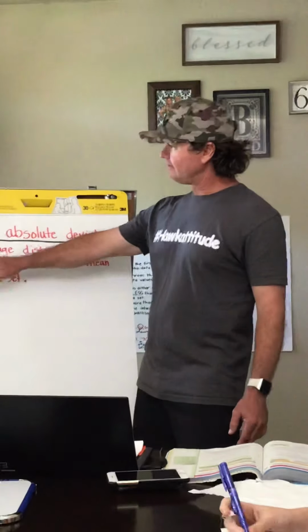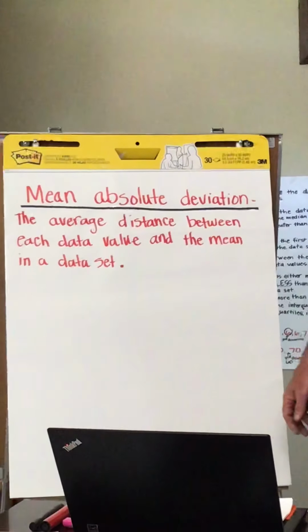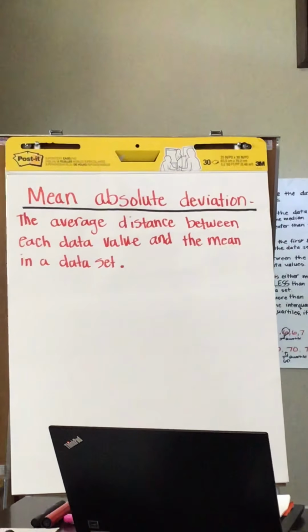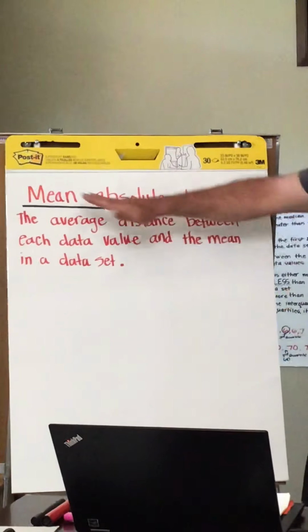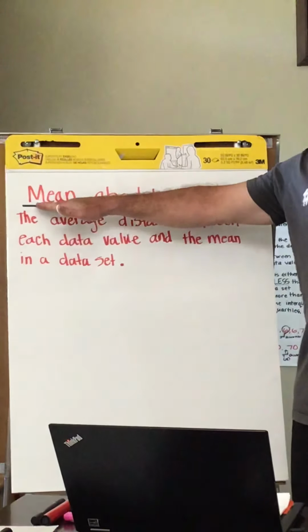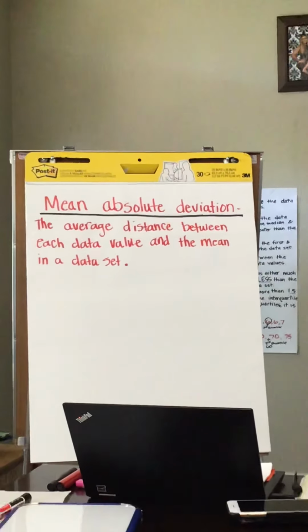It is the average distance between each data value and the mean in a data set. I know, write that down. Probably doesn't make a lot of sense yet, but it will. Okay, let's start by breaking apart what it is. Okay, the mean. We've already learned what the mean was. We worked on our statistical measures.